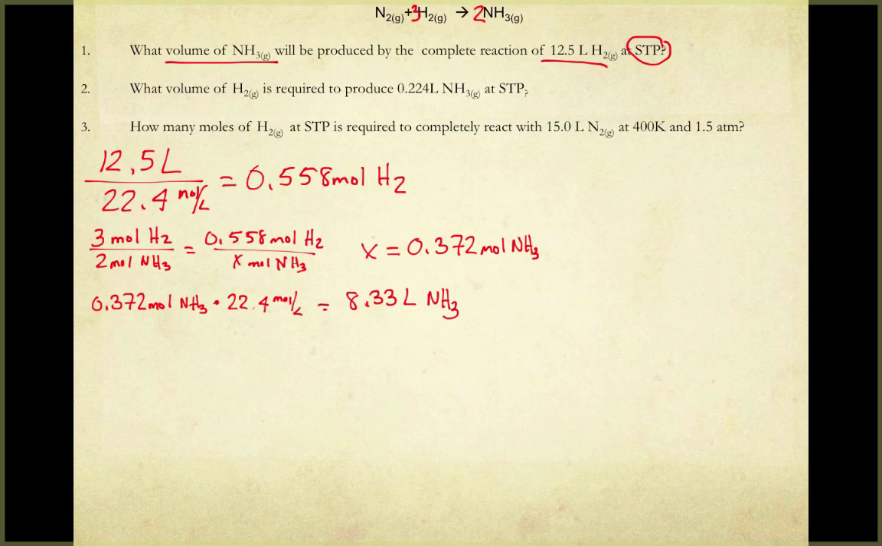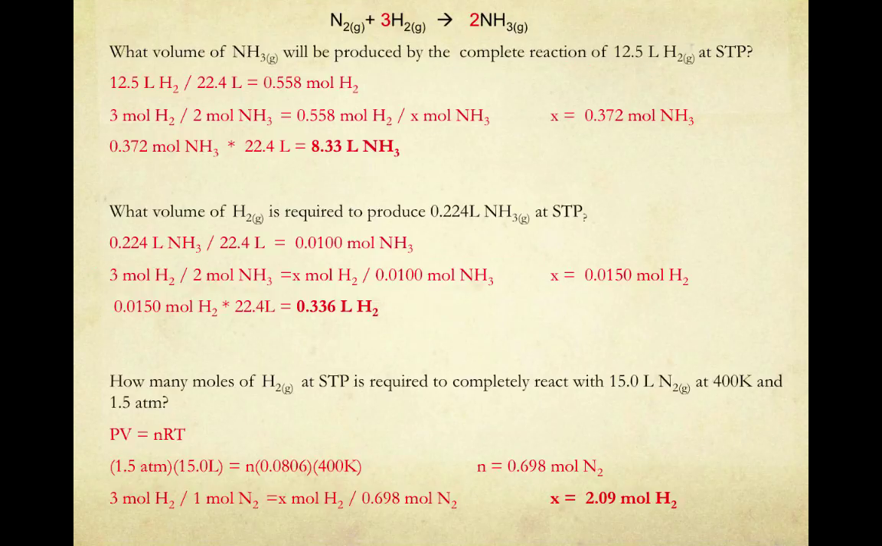Pause the video here and try the next two on your own. Notice in number 3, you start at STP, so you can use molar volume for your conversion of N2 to moles, but your conversion of H2 to moles will have to use PV equals nRT, since you're at non-standard conditions. When you come back, I'll reveal the answers. Welcome back. Here's what you should have gotten.